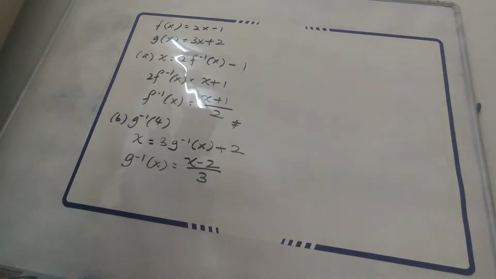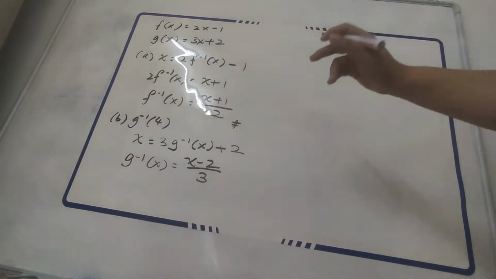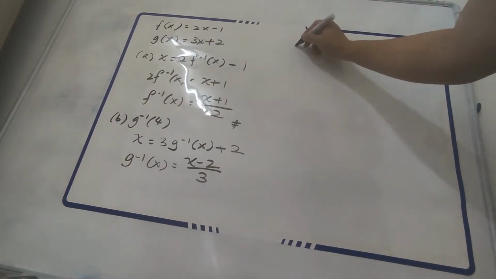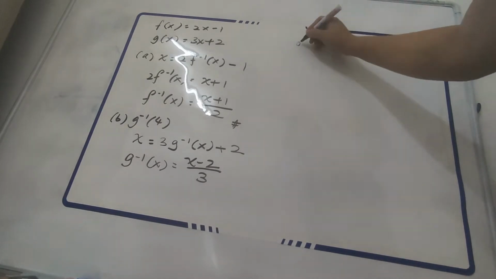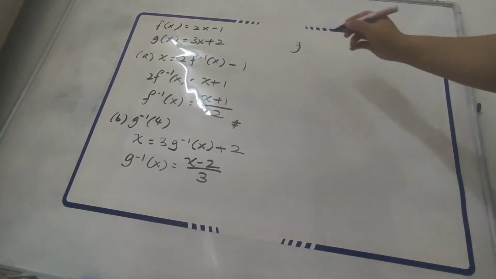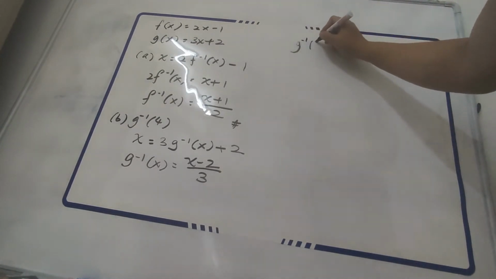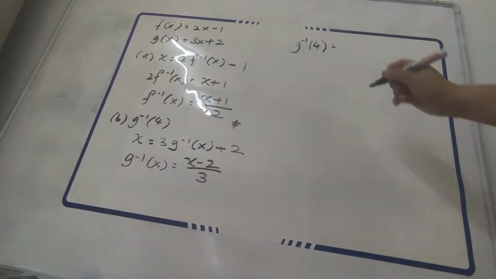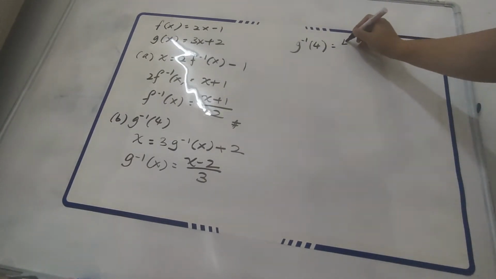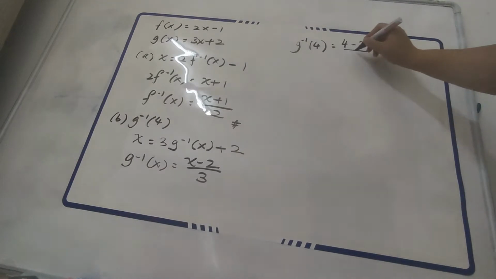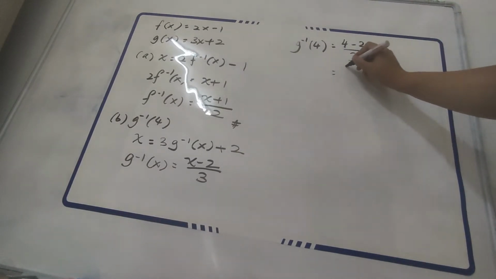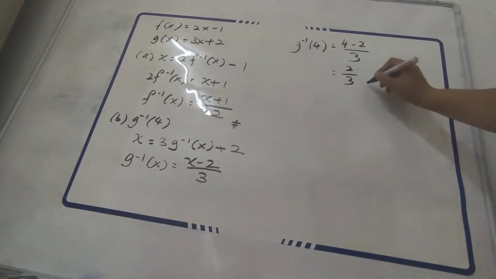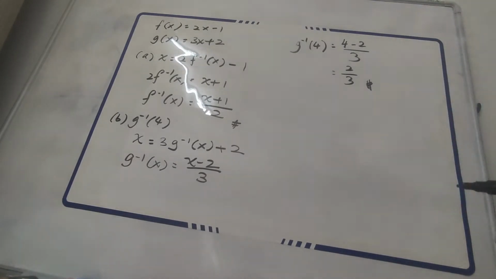Not yet, because they want you to find out what is the inverse function of g with the variable x equal to 4. So g minus 1 of 4 is equal to, you substitute inside, 4 minus 2 divided by 3. So it's 2 over 3. So this is the answer for A and B in question 12.